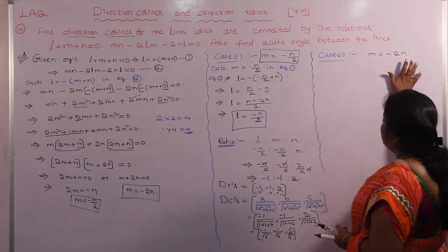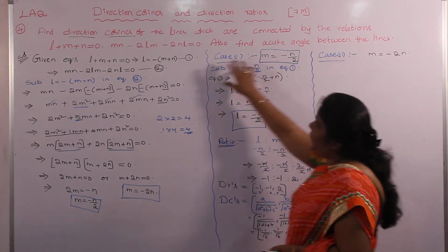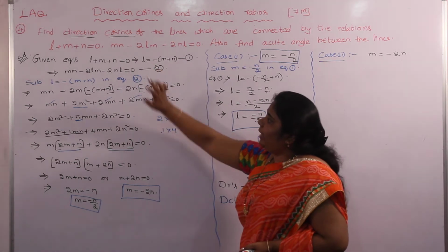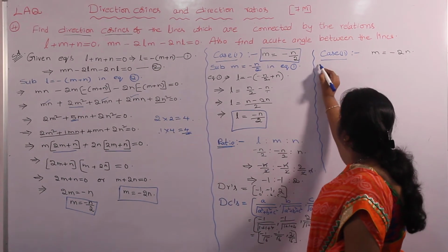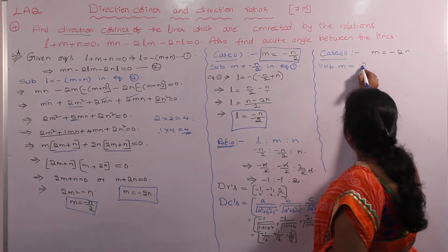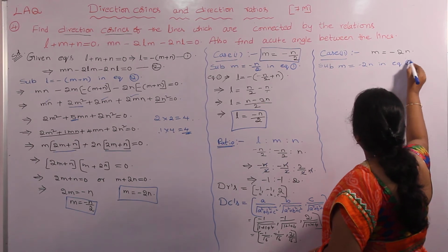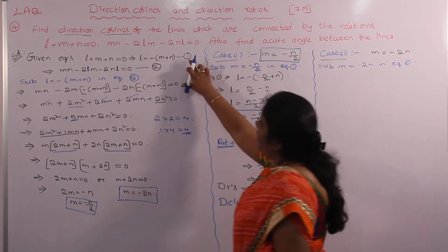Here we have m is equal to minus 2n. Substitute this m is equal to minus 2n in equation 1. From that we get the n value. Substitute m is equal to minus 2n in equation 1. This is the equation 1.